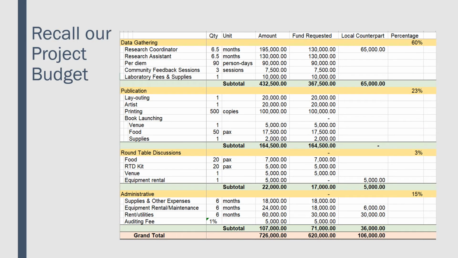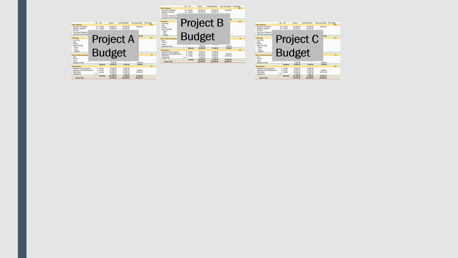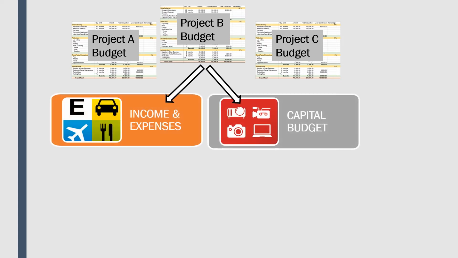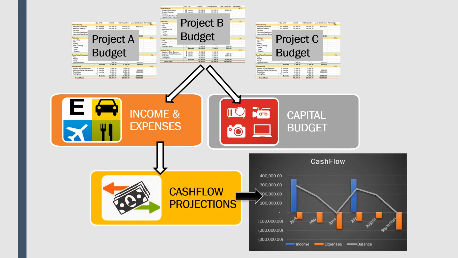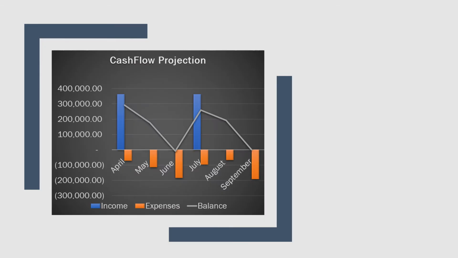Ngayon, balikan natin yung project budget na ginawa natin para sa project proposal. Ang budget na ito at iba pang budget sa ibang proyekto ay pumapasok sa income and expenses at capital budget. Lalapatan ito ng schedule kung kailan papasok at lalabas ang pondo para makagawa naman ng cash flow projections. Makikita natin sa cash flow projection kung kailan mataas at mababa ang pondo ng organisasyon.